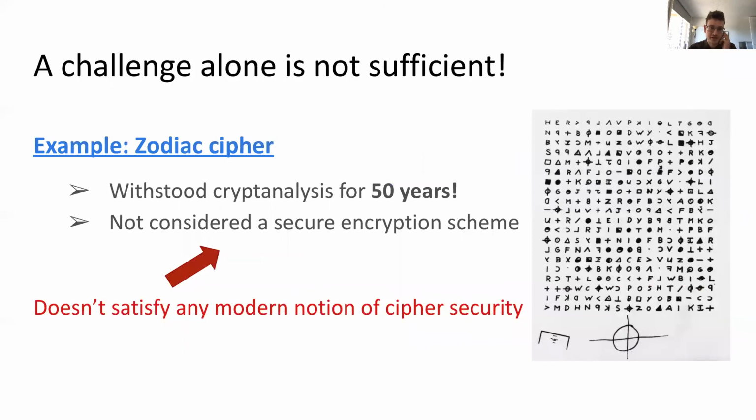While such challenges can be useful, it's also very well accepted within the crypto community that a static challenge is in itself not sufficient as a measure of security, even if the challenge is hard to solve. Because by that metric, the cipher used by the Zodiac killer could even be considered secure, since it took over 50 years to crack it. But it definitely isn't considered secure according to any modern notion of cryptographic security.